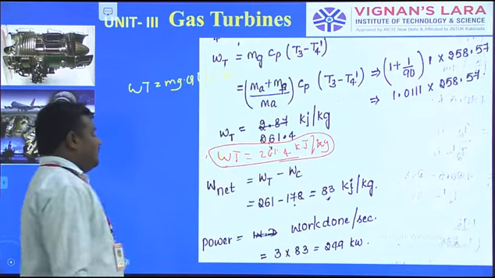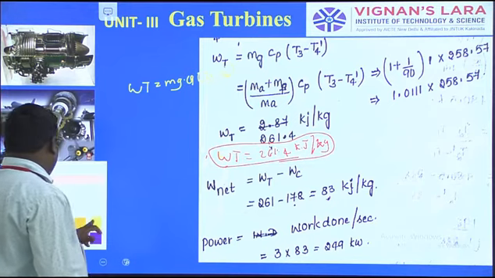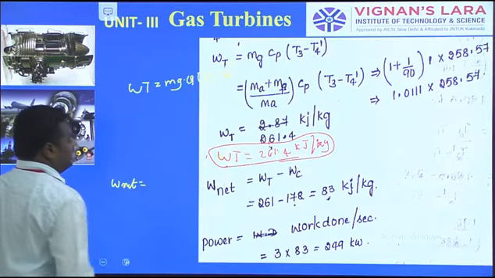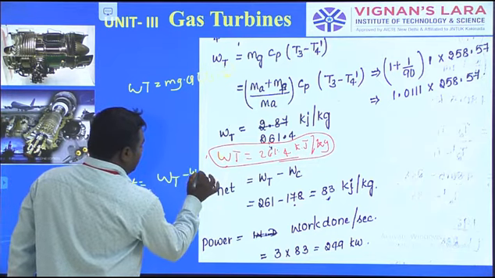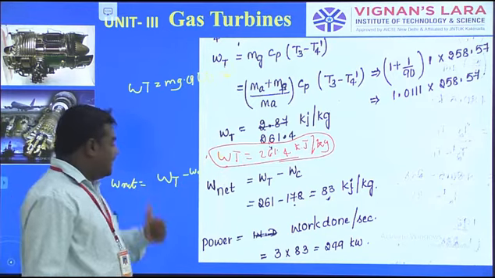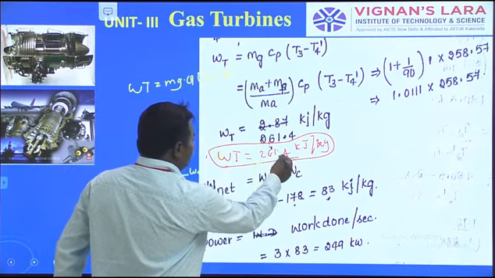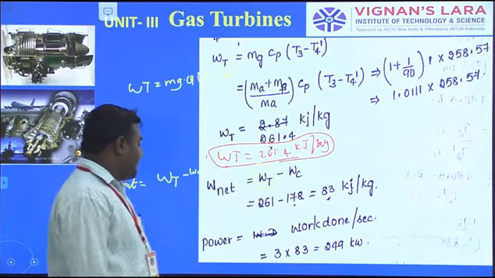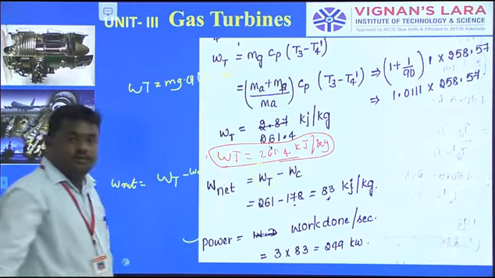Then the net work done. So we have to solve this problem. The total net work done is the work done by the turbine minus the work done by the compressor. We know the turbine work done is 261.4 kilojoules, and we know the work done by the compressor. We have to subtract, and then finally we get the power values. Okay.